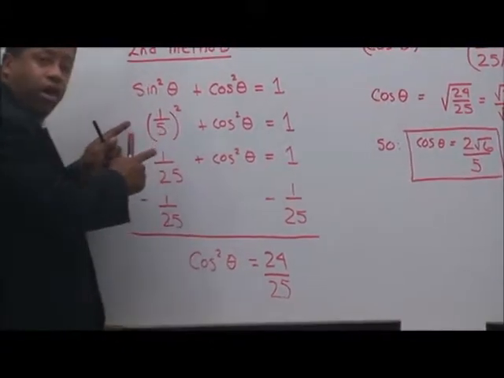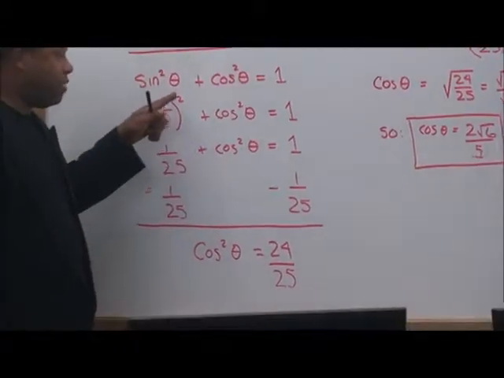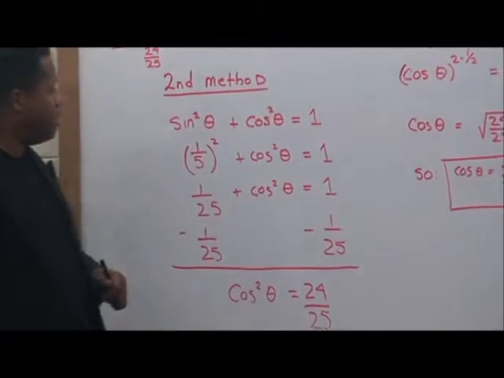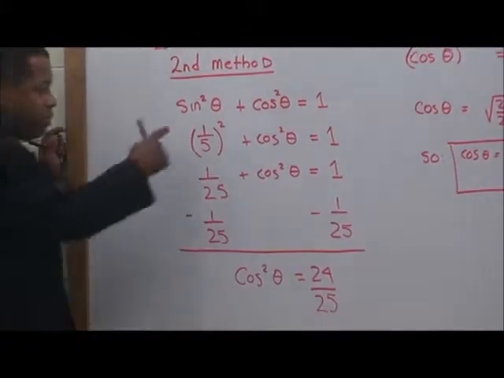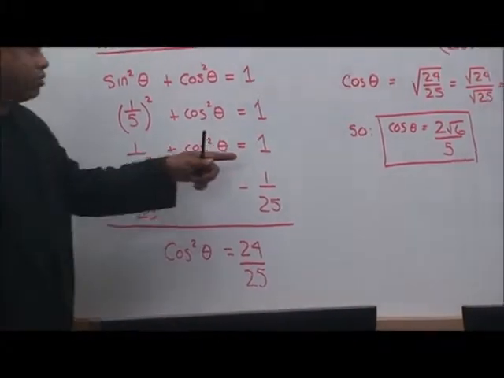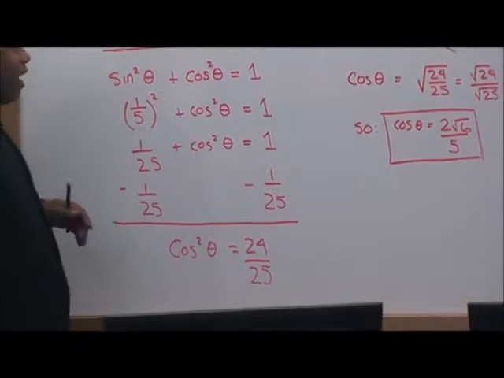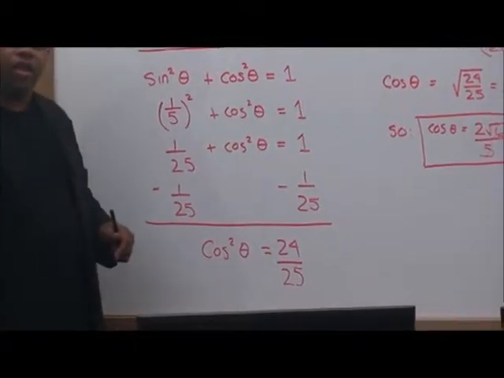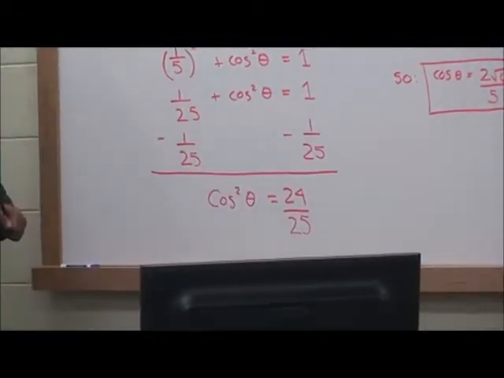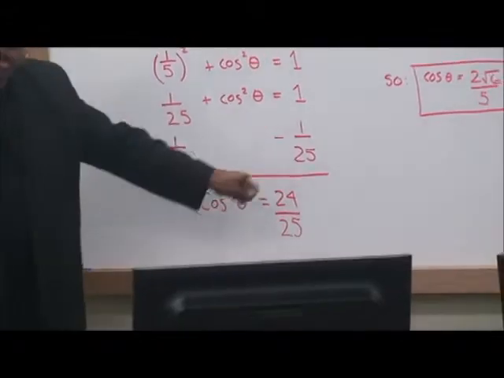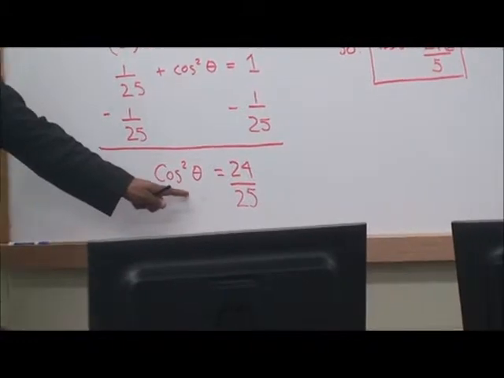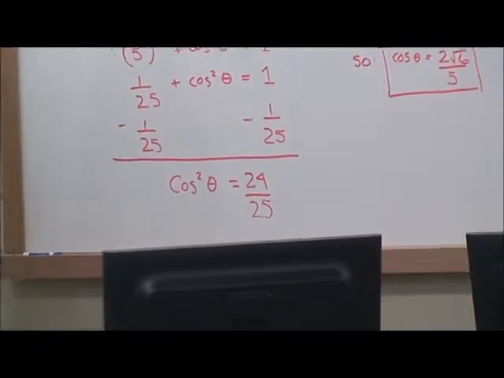Now you notice that this is squared, so this is to the second power, plus cosine squared theta is equal to 1. So you plug in the values. So this will be 1 over 25 plus cosine squared theta is equal to 1. So what do we have to do? We have to solve for cosine squared theta. And how do we do that? We subtract 1 over 25 from both sides of this equation, and then we finally get cosine squared theta is equal to 24 over 25.